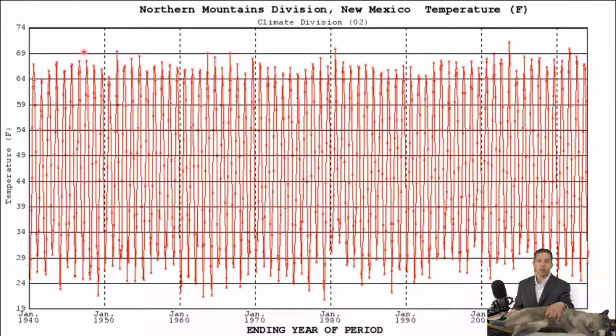And again, 69 degrees doesn't sound that warm, but this is averaged over days and nights, and we're in the northern mountains, so a lot of this is high elevation data.